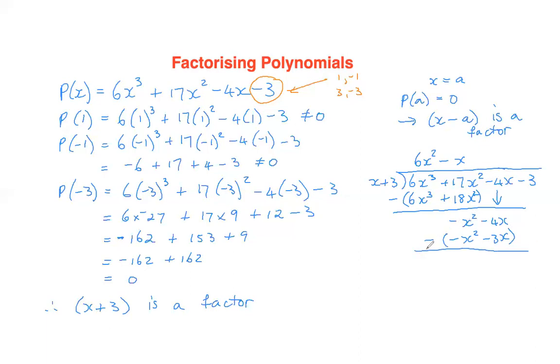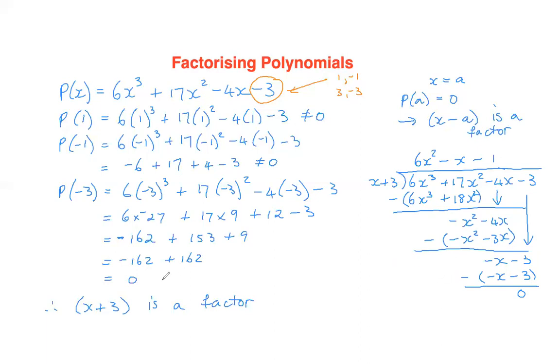The minus x squared minus minus turns to plus. That disappears. Negative 4x minus minus 3x turns to plus 3x, so that leaves me with negative x. Bring down the next term, the minus 3. x into negative x goes negative 1. Multiply that down and I get negative x minus 3, which when I subtract, I get a remainder of 0, which is what we expected because we already found out that x plus 3 was a factor.